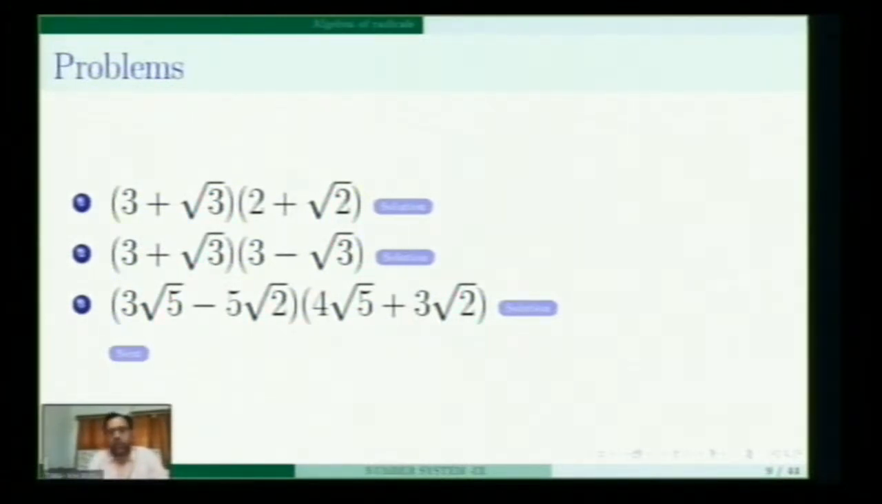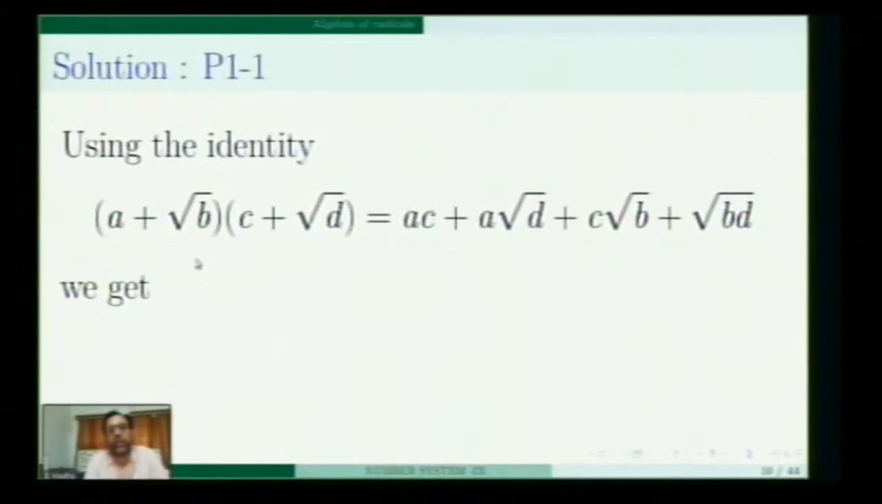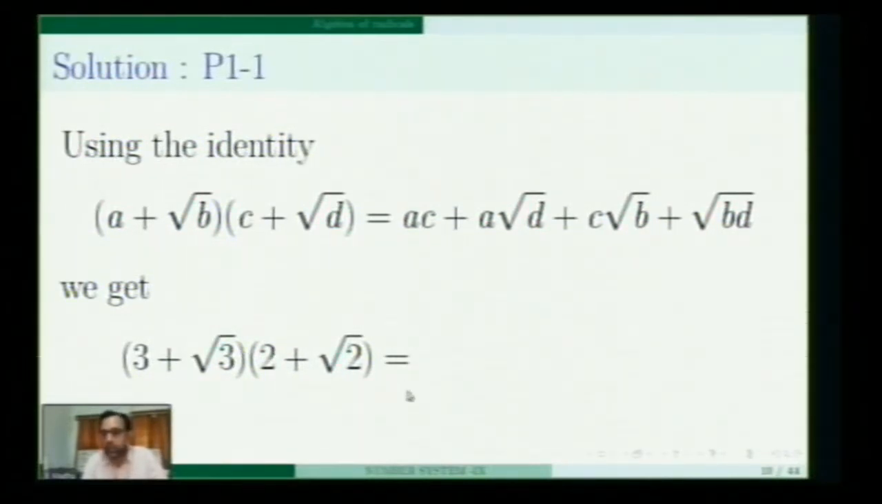Okay, these problems are very simple, not at all complicated. So 3 plus root 3 times 2 plus root 2. What you are going to use here is distributivity. This is the identity we are going to use here. You can check this identity also. So 3 plus root 3 times 2 plus root 2. If you use distributivity, you have to multiply 3 times 2, then plus 3 times root 2, root 3 times 2, root 3 times root 2.